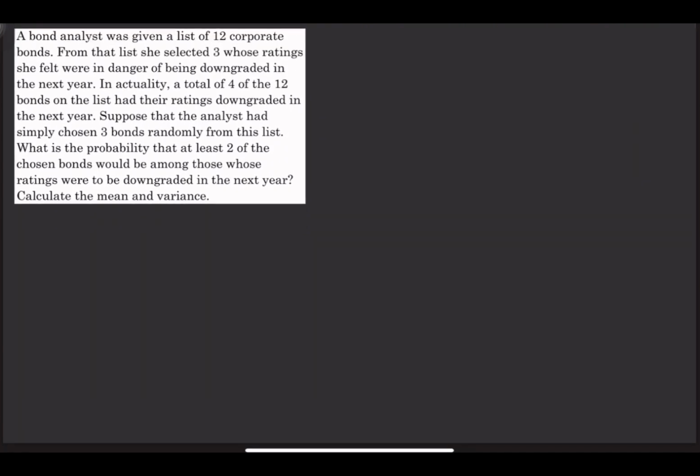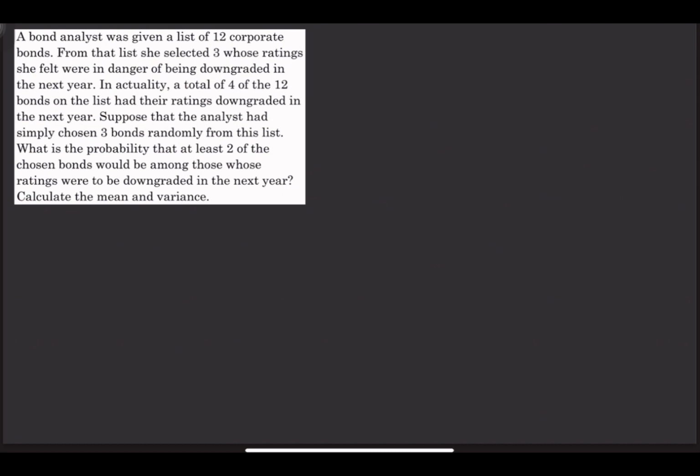Moving on. A bond analyst was given a list of 12 corporate bonds. From the list, she has selected 3 whose ratings she felt were in danger of being downgraded in the next year. In actuality, a total of 4 of the 12 bonds on the list had their rating downgraded in the next year. Suppose that the analyst has simply chosen 3 bonds randomly from the list. What is the probability that at least 2 of the chosen bonds will be among those whose ratings were to be downgraded in the next year? Calculate the mean and variance.